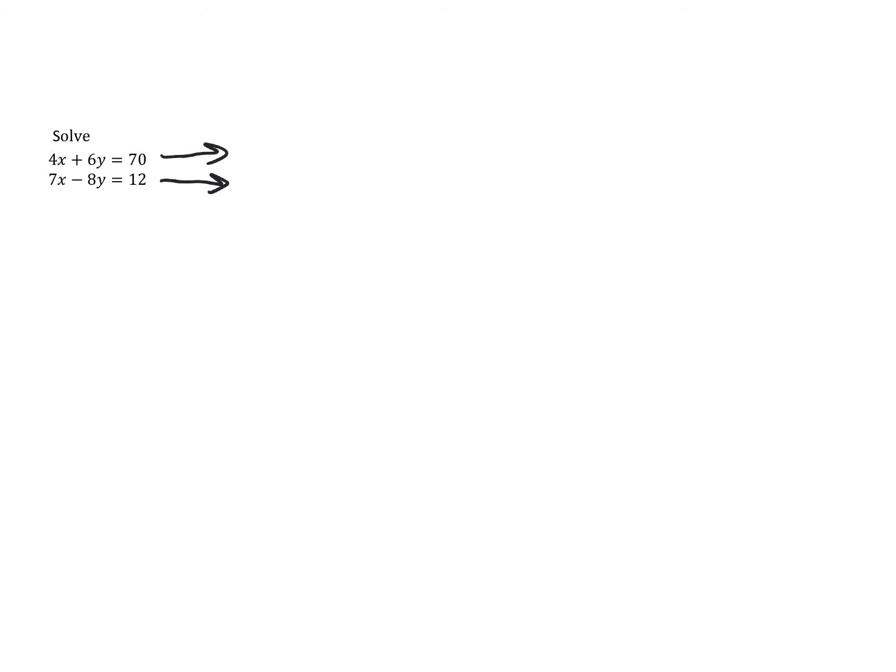I always prefer to add the equations than subtract, less chance of mistakes. Now if I times the top one by 4 and the bottom one by 3, that gives me both 24y in the middle, so I can add them. This will give me 16x plus 24y equals 280. And the second one is 21x minus 24y equals 36.